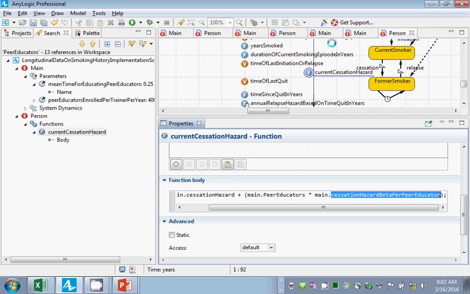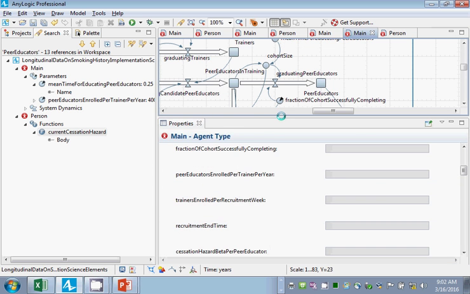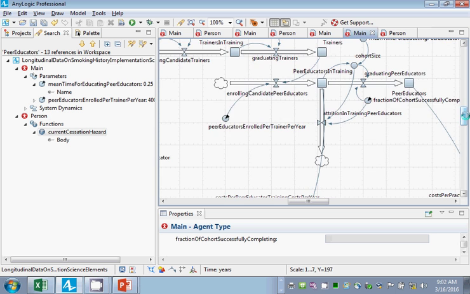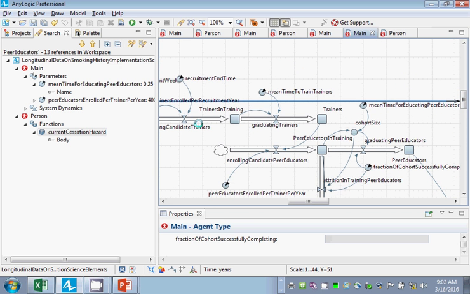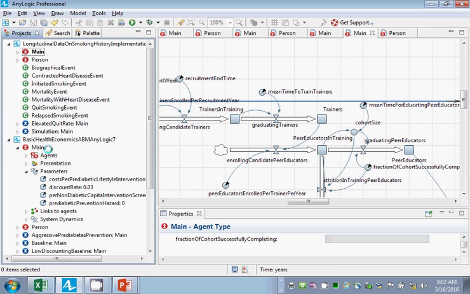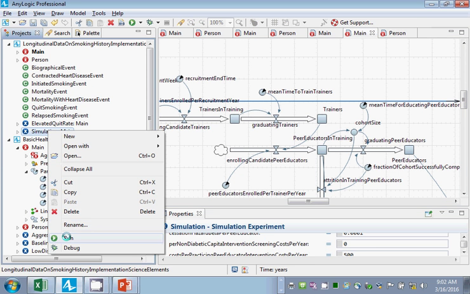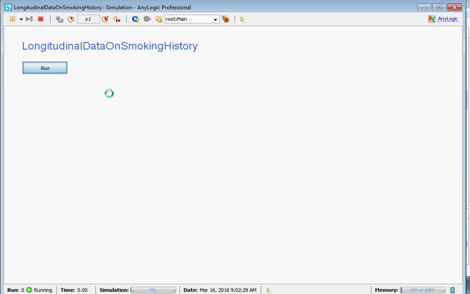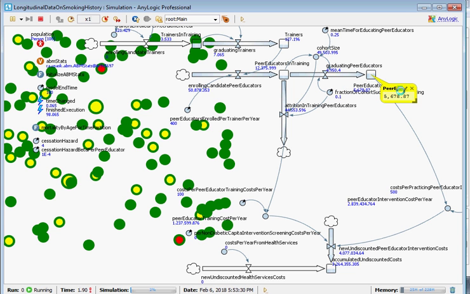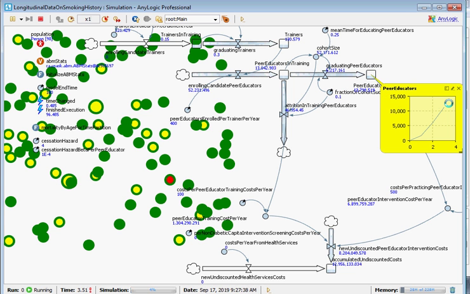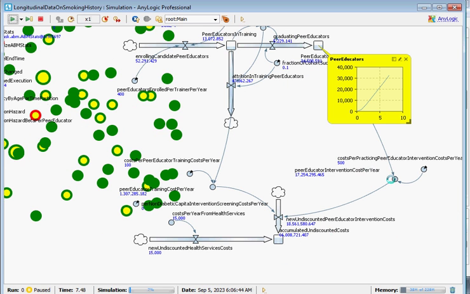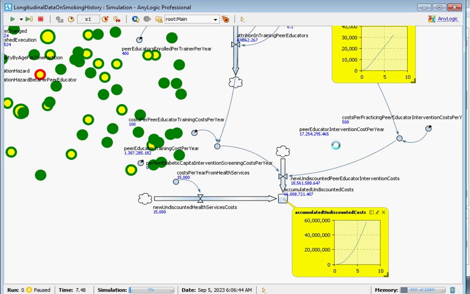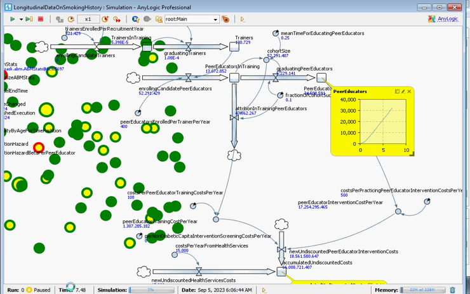Now, if we go and look in Main, we'll find that the availability of those peer educators is itself dependent on this training pipeline. And what this means is, if you start this model of smoking, you will find that over time the number of peer educators is rising. The number of peer educators is growing over time in accordance with this training pipeline. It is therefore imposing costs that are also climbing over time. These are accumulated, undiscounted costs that are accumulating. And the point is that this is occurring over the span of years, ladies and gentlemen.